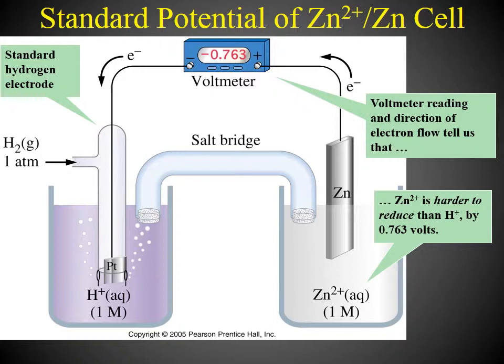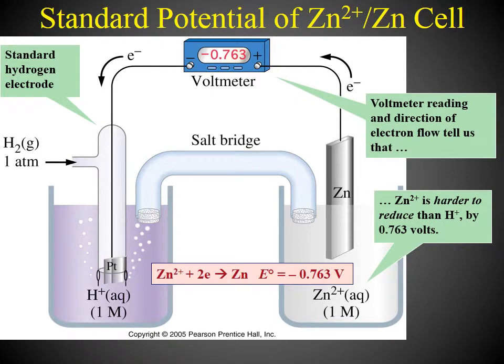And because we write by convention all these reduction half reactions as a half reduction reaction, even if the zinc is being oxidized, we would write the zinc ion reduction as having a negative value of voltage, negative 0.763 volts.